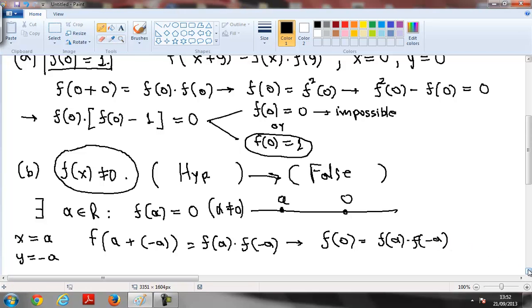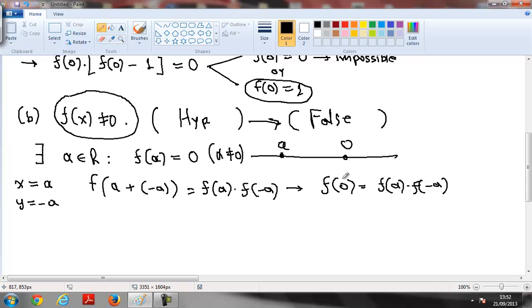Now, we know that f of 0 is 1. So we have the relation here: 1 equals, but f of a is 0, so the second member of that equation is 0, so we have 1 equals 0, but that's false.